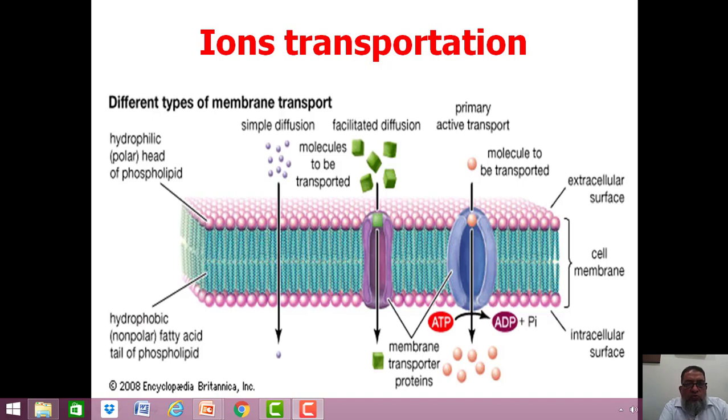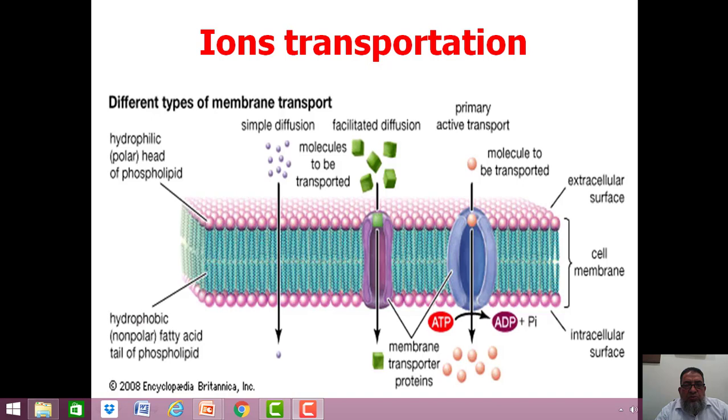My dear students, we will continue with cell organelles, and in this we have started the cell membrane. Previously you have seen the transportation of various molecules within the cell through diffusion, facilitated diffusion, and active transport. Now, in this slide you see the mechanism of ion transportation. Again, this is by the three mechanisms you have seen in the previous slide.